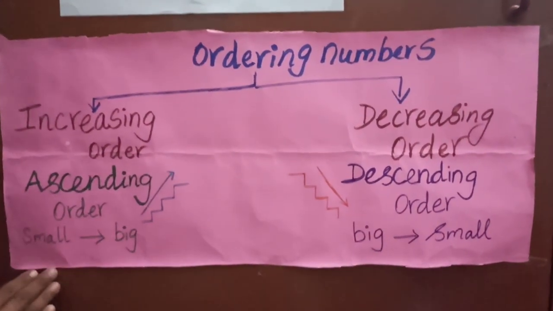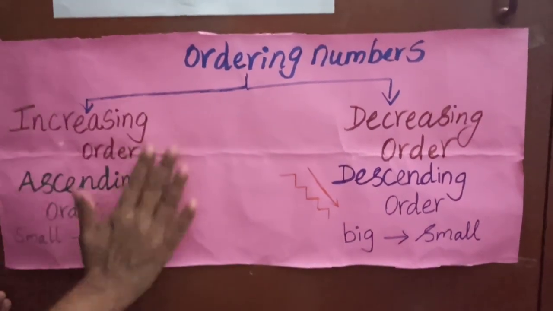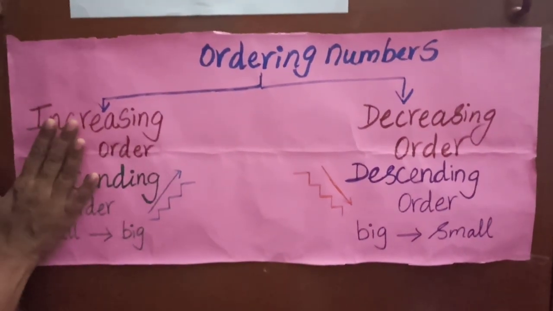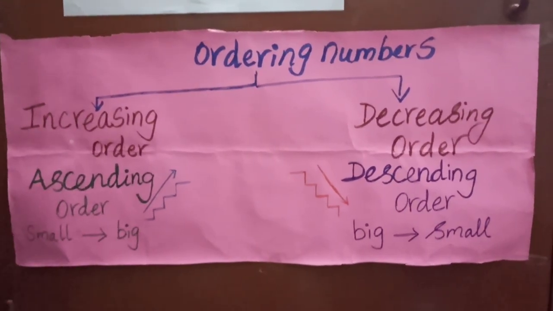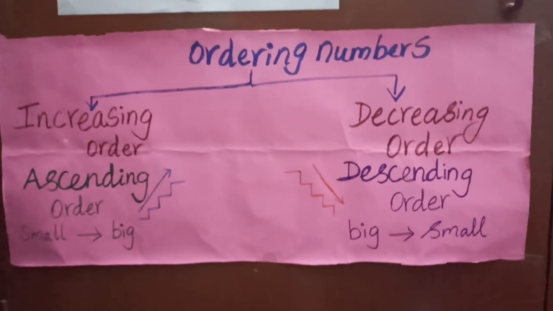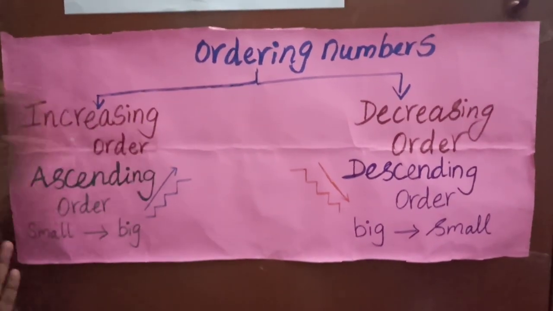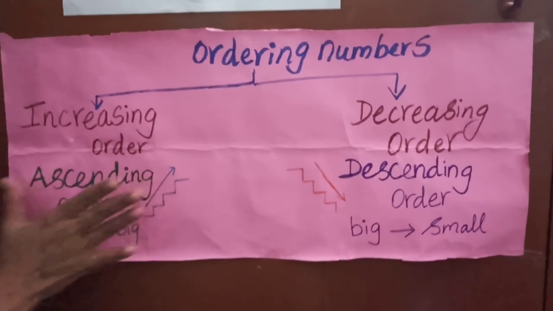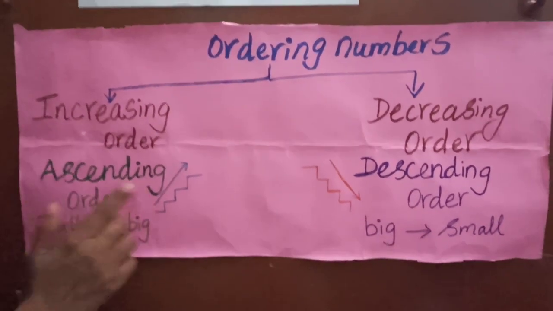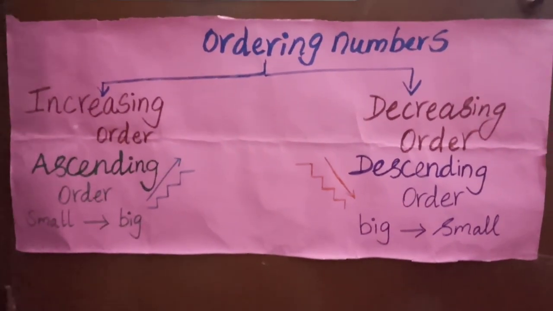If I am arranging numbers from a smaller number to a bigger number, that order is called increasing order or ascending order. Now you are in second standard, so you have to learn new words about the concept. Last year you learned about increasing order. Another name for increasing order is ascending order. All of you say ascending order. Ascending order means small to big.